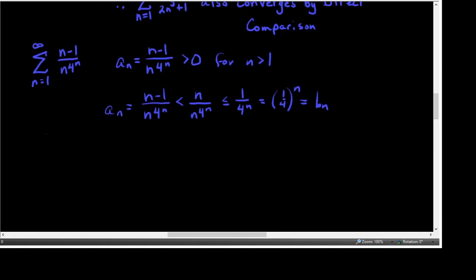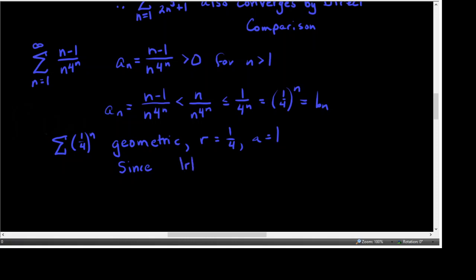All right, so now we have to establish whether or not that series b sub n is convergent or divergent. So 1/4 to the nth is geometric. r is 1/4. a is an understood one. If we need that, we've got it. And since the absolute value of r is between 0 and 1, sigma of b sub n converges.